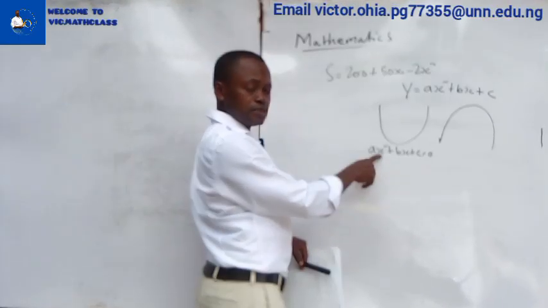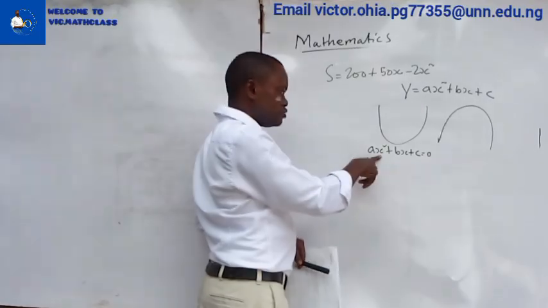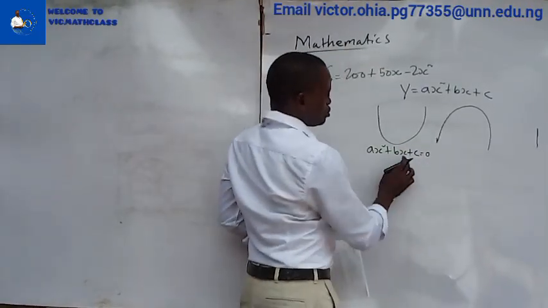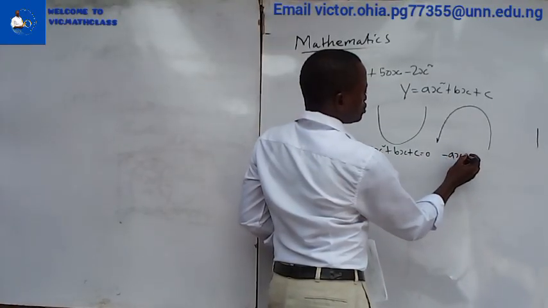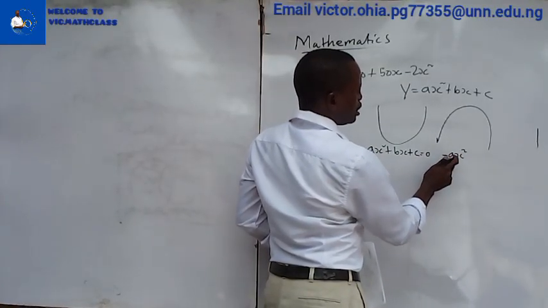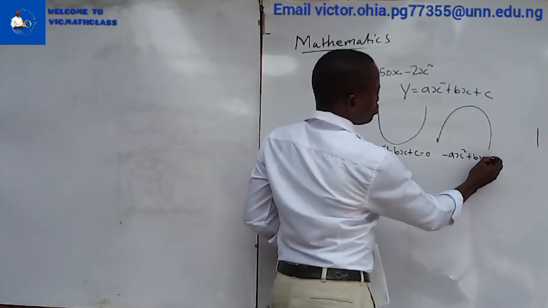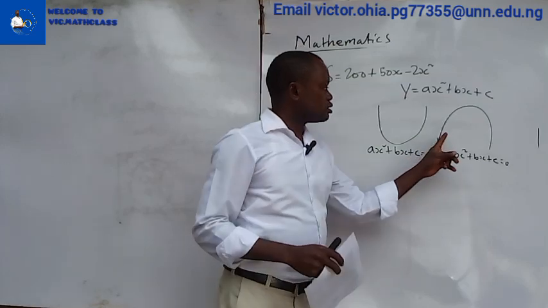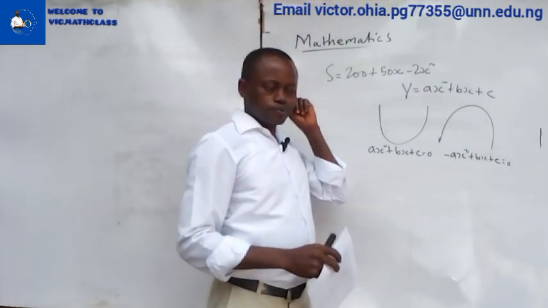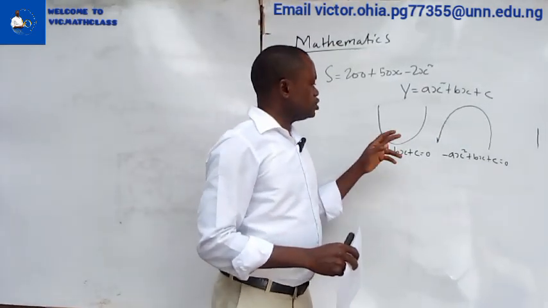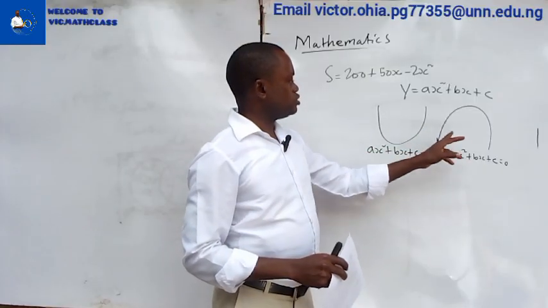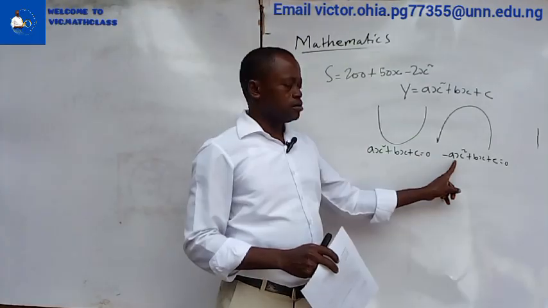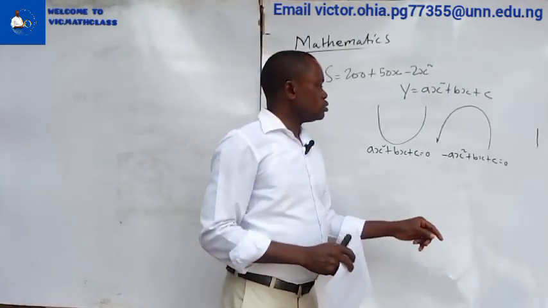is positive, the graph will be U-shaped. But when the coefficient of the second degree term is negative, as in minus ax squared plus bx plus c equals 0, the curve will be N-shaped. So this parabola will be U-shaped or N-shaped depending on the situation happening here and here. Do we get?